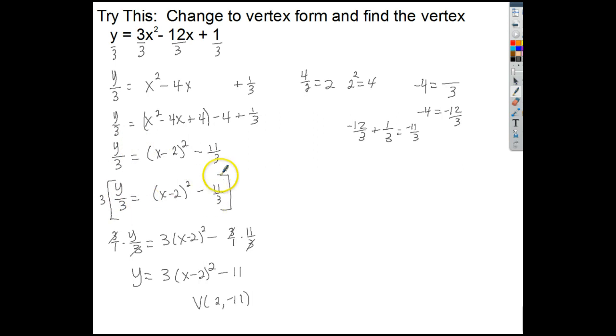So I copied it down again, and we times everything by 3. 3 times this one, 3 times the parentheses, 3 times the negative 11 thirds. Okay, the 3's cancel, we get y. That 3 just stays there. We don't do anything with it. These cancel, and I get negative 11. I now have it in vertex form, and the vertex is at the opposite of this 2 and negative 11.